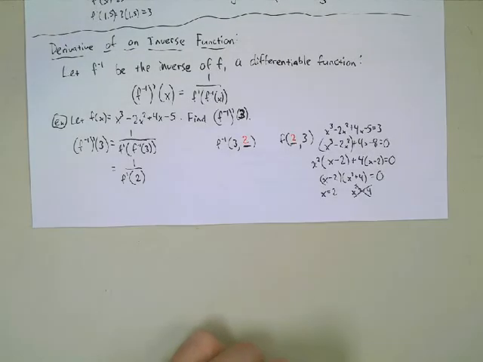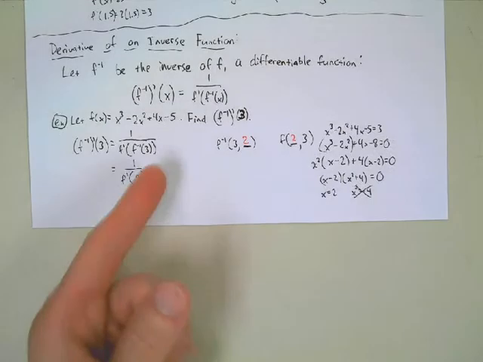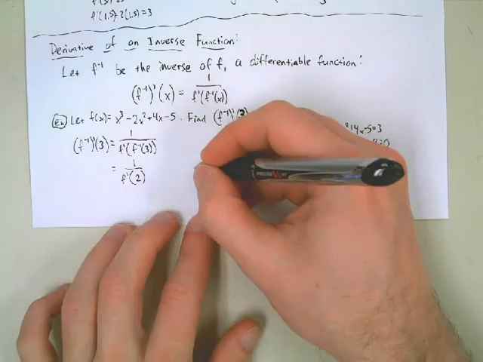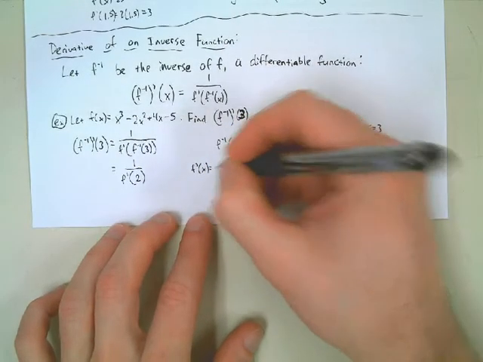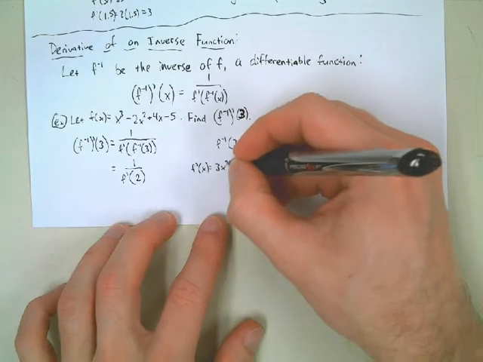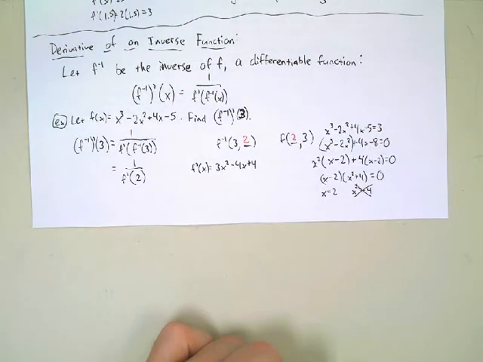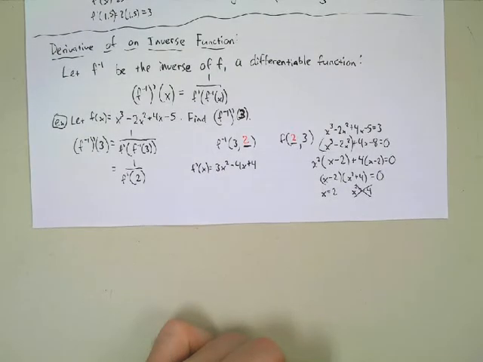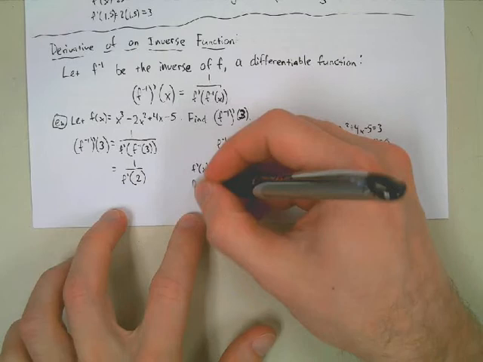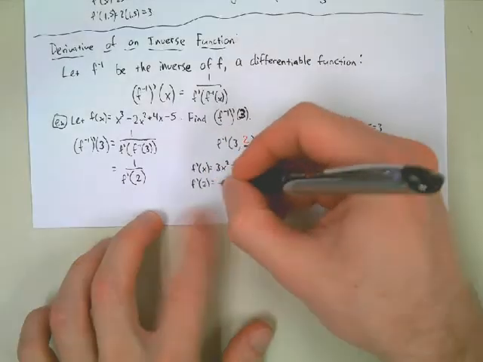We have the function f, so let's just go ahead and find f prime. F prime of x is equal to 3x squared minus 4x plus 4. Pretty straightforward there. And we'll just find f prime of 2. So plug in 2. 3 times 2 squared minus 4 times 2 plus 4.